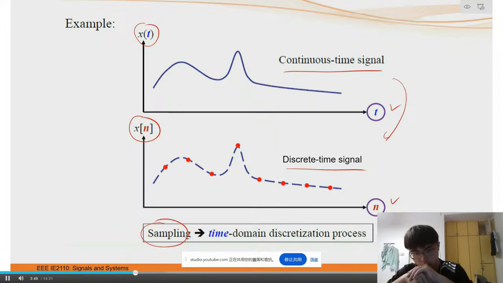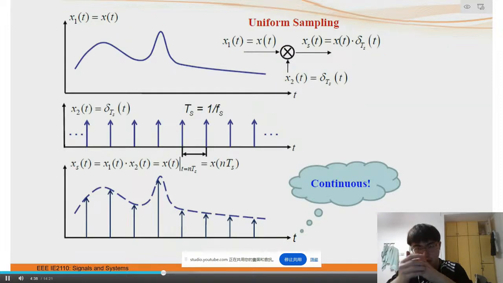So basically, you take the continuous time signal at particular discrete intervals, and that process is a time domain discretization. So the basic question is, how do we decide on the sampling interval that we need to take, so that this discrete time signal is a good representation of the original continuous time signal? And this sampling process is performed by what we call the uniform sampler.